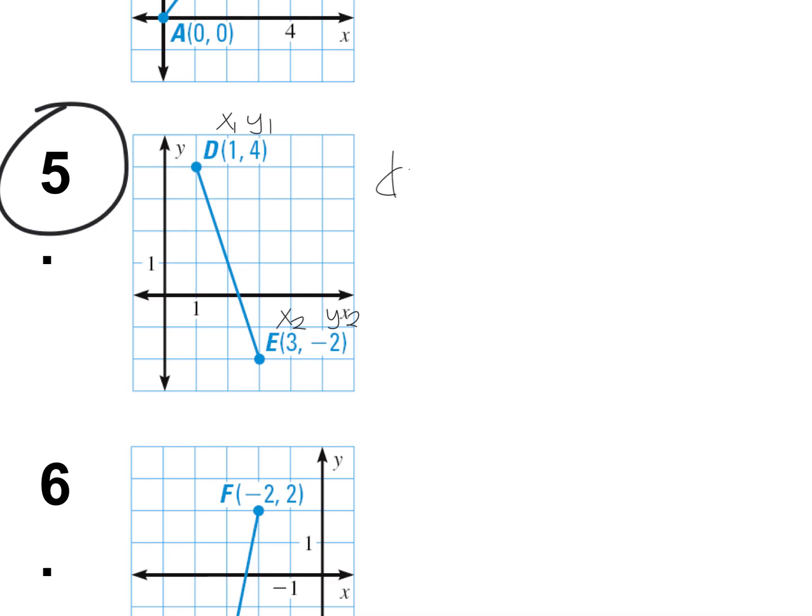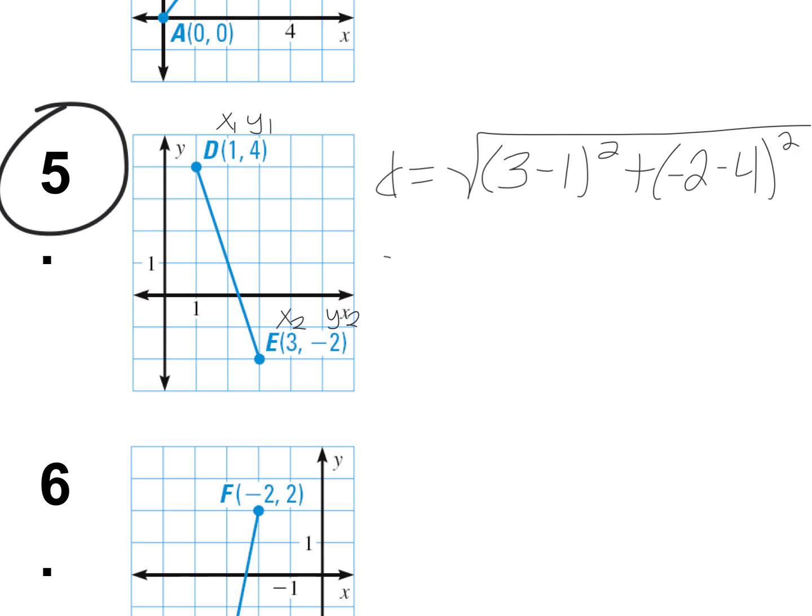So now that I have them labeled, I'm just going to go ahead and plug them into the formula. Okay? What is my x2? 3. What's my x1? Oh, I did that completely wrong. Squared. Plus, what's my y2? I know some of you are working. What's my y2? Negative 2. What's my y1?